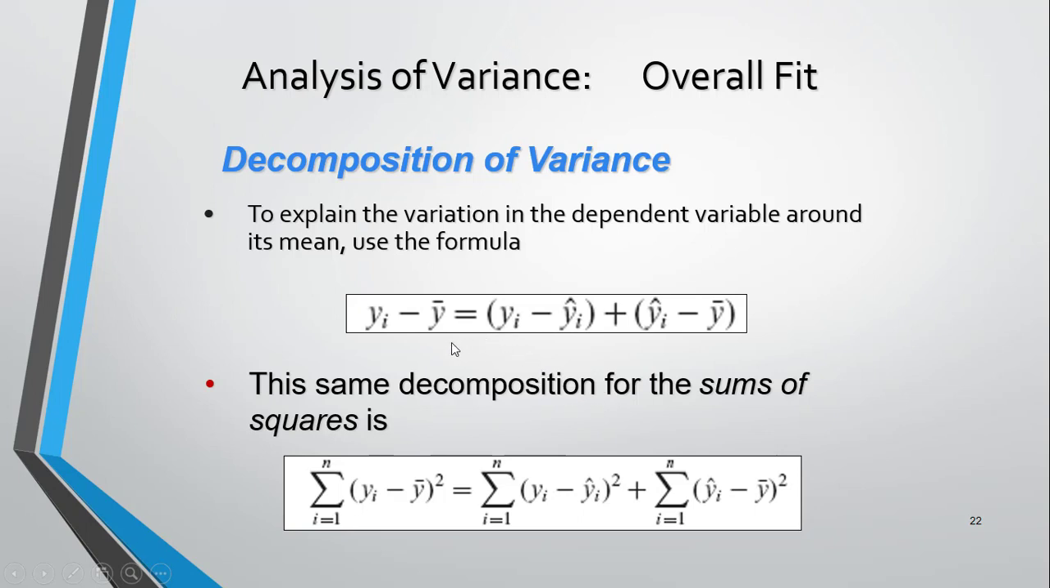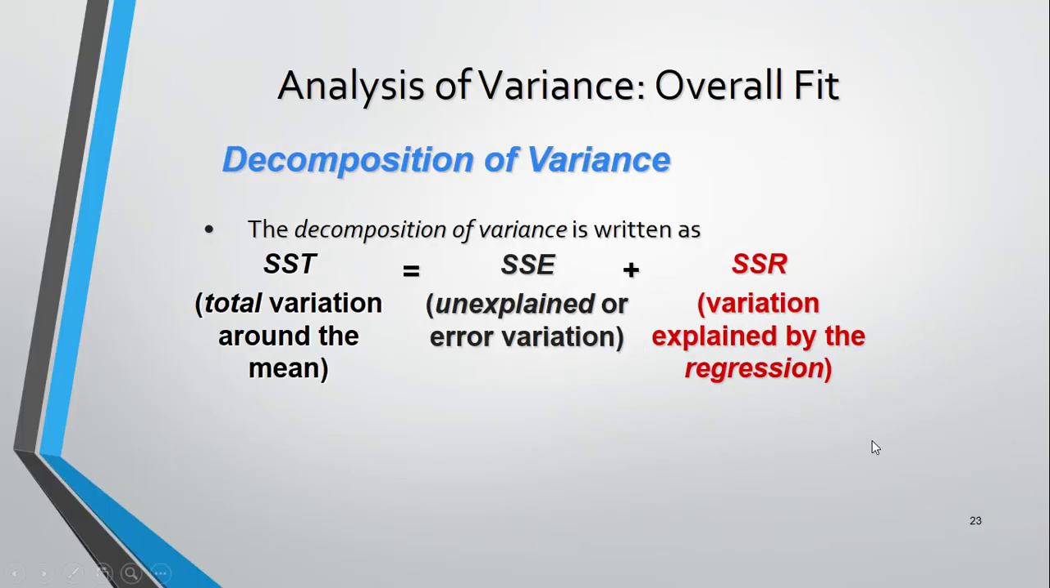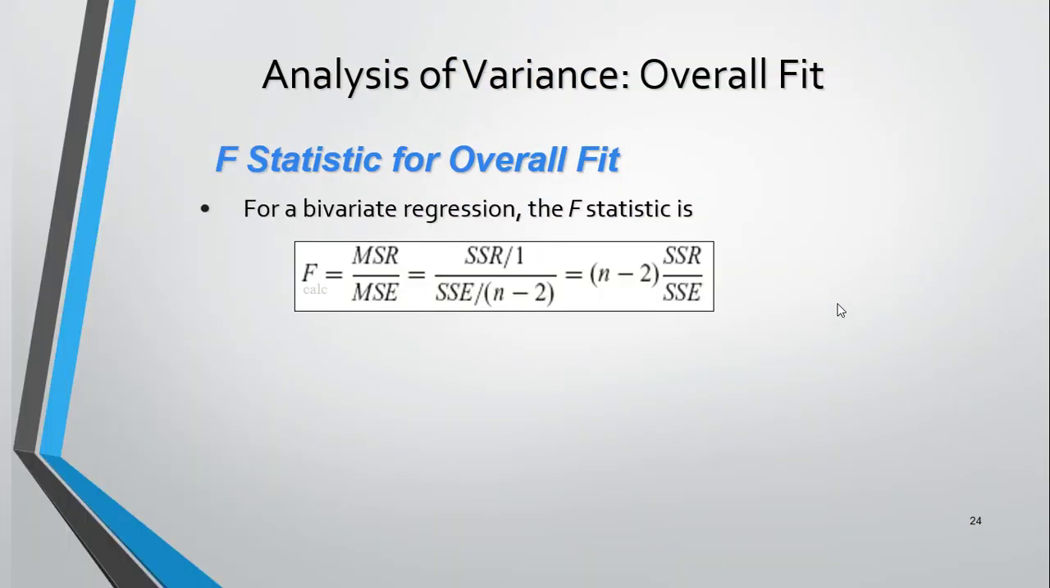This decomposition is the same for the sum of squares. If you do the sum of squares, you apply the same thing: the sum of squared yi minus y bar equals the sum of squared yi minus y hat plus the sum of squared y hat minus y bar. So the decomposition of variance can be written as SST, the sum of squares total, the total variation around the mean, equals SSE, the unexplained or error variation, plus SSR, the variation explained by your regression model. So SST equals SSE plus SSR.